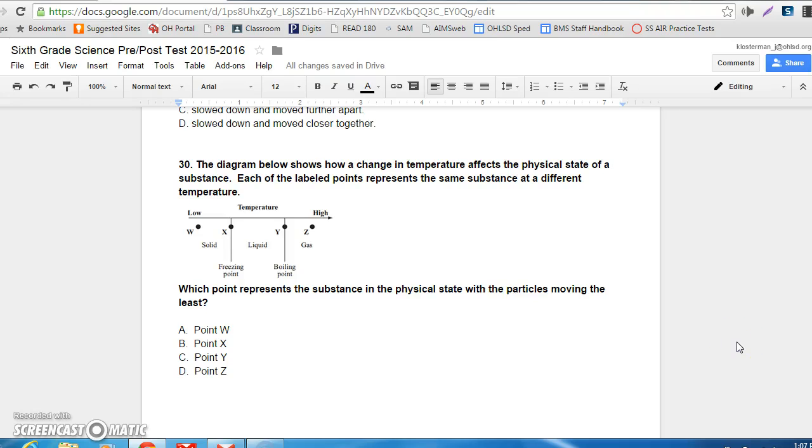Question number 30. The diagram below shows how a change in temperature affects the physical state of a substance. Each of the labeled points represents the same substance at a different temperature. Which point represents the substance in the physical state with the particles moving the least? A, point W, B, point X, C, point Y, D, point Z.